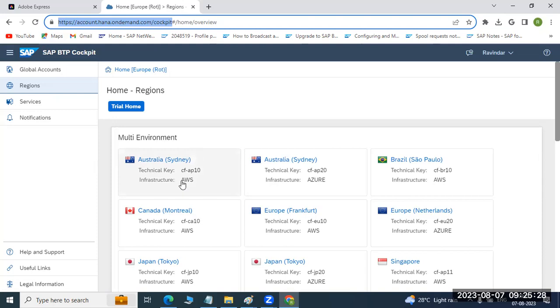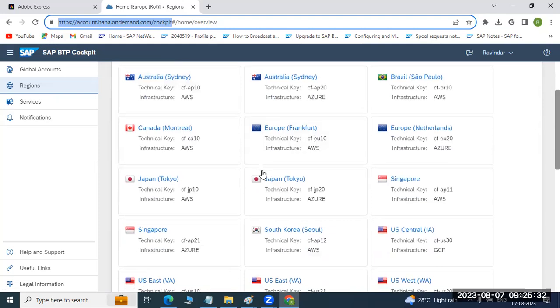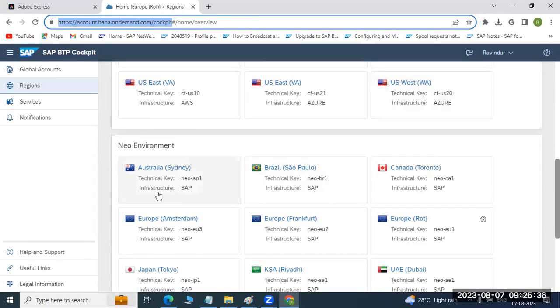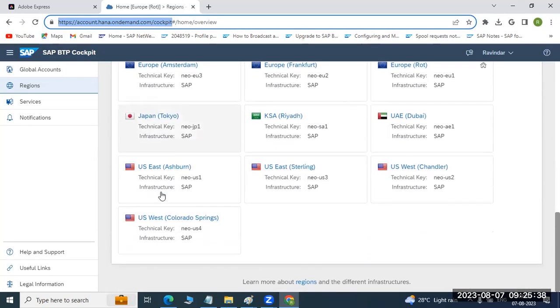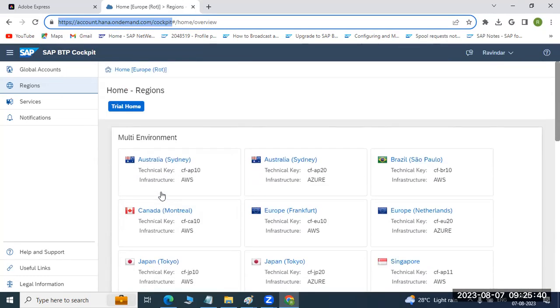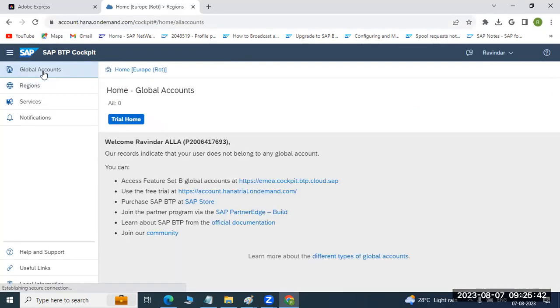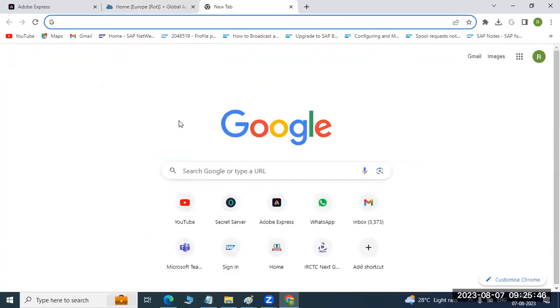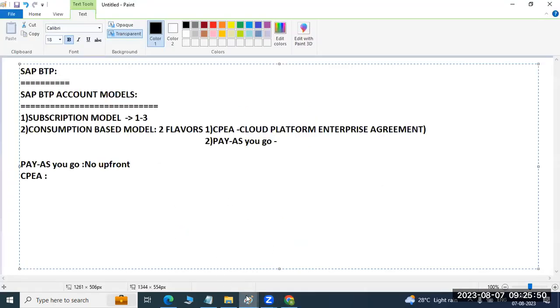I will explain more about what is meant by regions, and in which region we need to develop our service, either AWS, Azure, or GCP. We have Alibaba Cloud, maybe SAP Neo. We have a number of environments that we will discuss. But first, we'll discuss where we are in the pricing models.